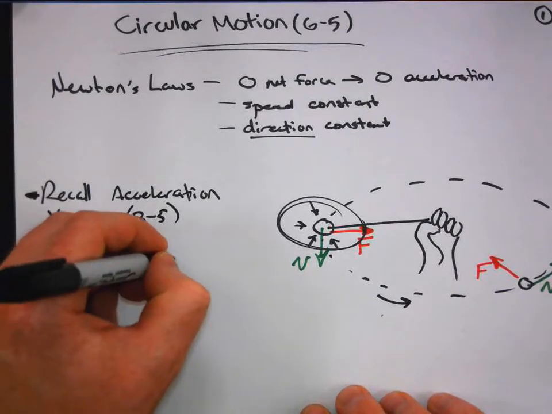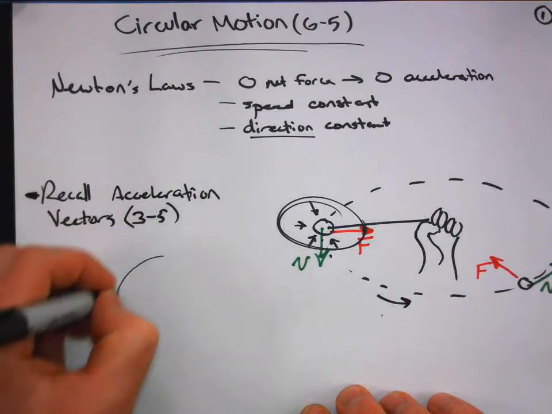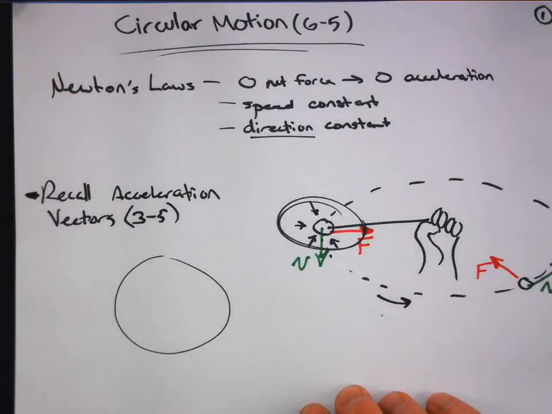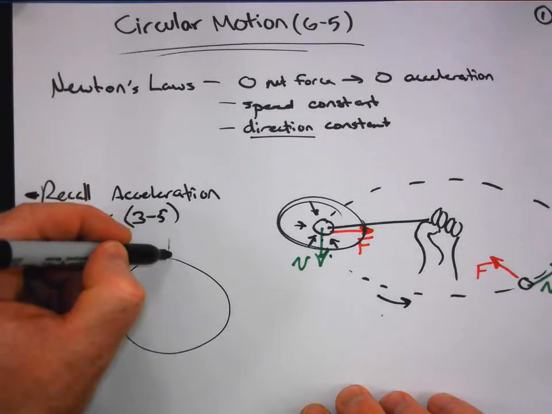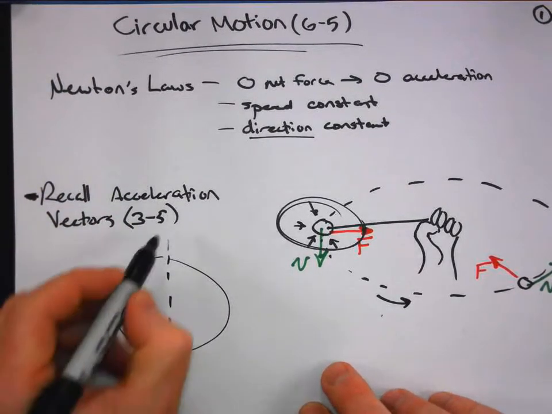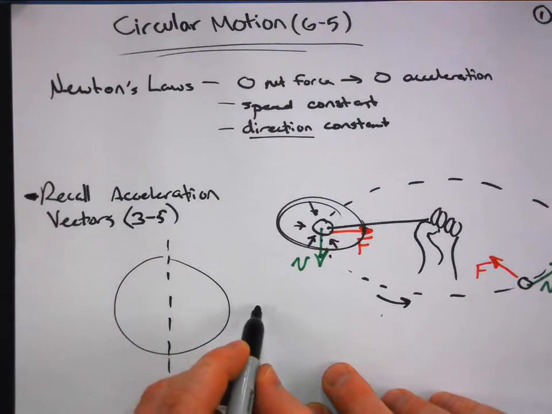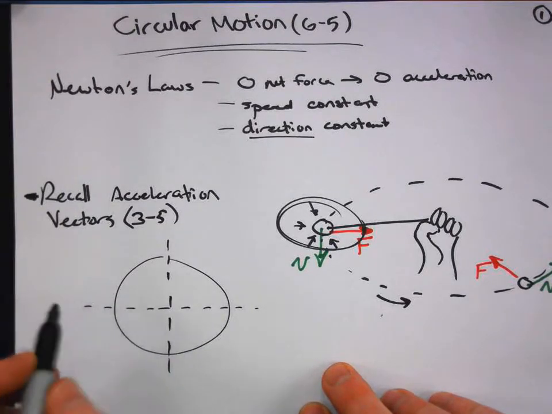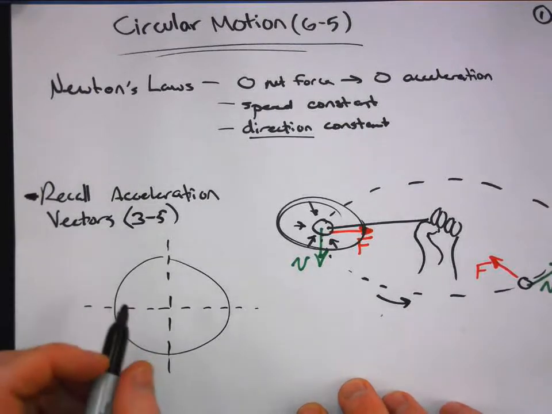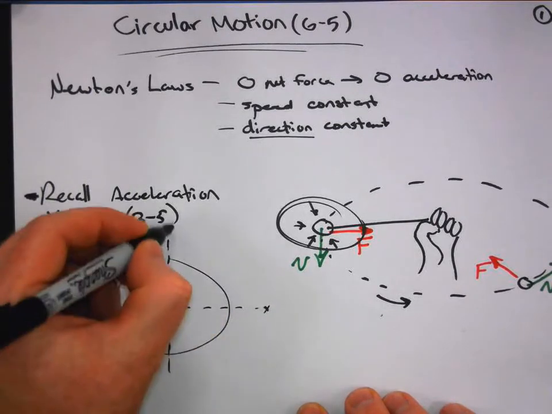So they gave us this circular pathway, more or less. And if we imagine a coordinate system with the origin of the coordinate system located in the center of the circle, that's going to be very convenient for us much of the time. So I'll just say x and y.